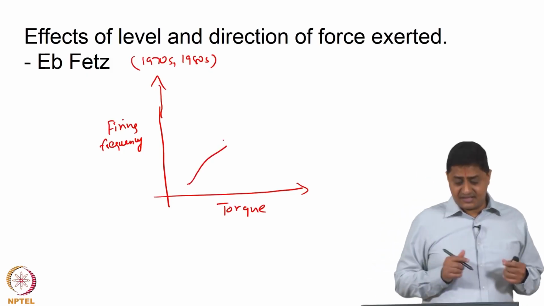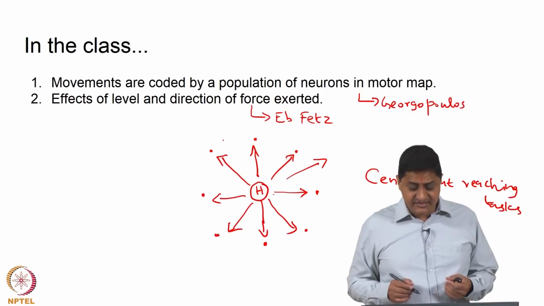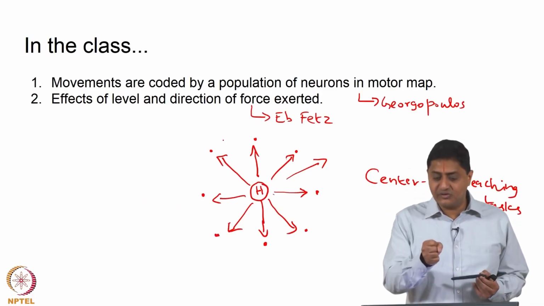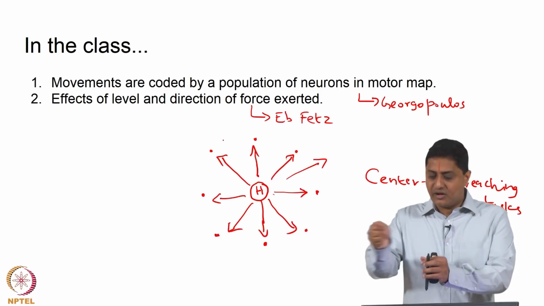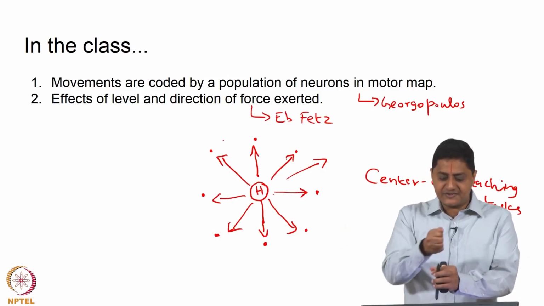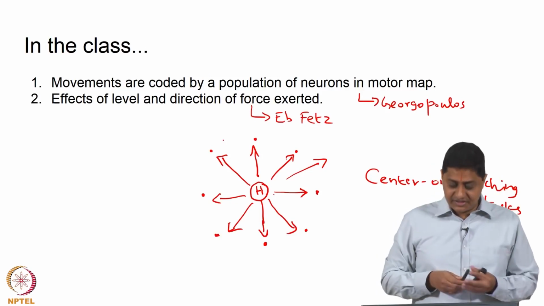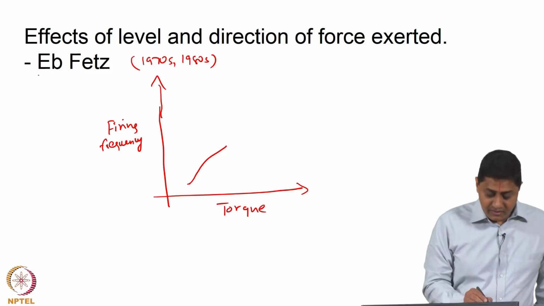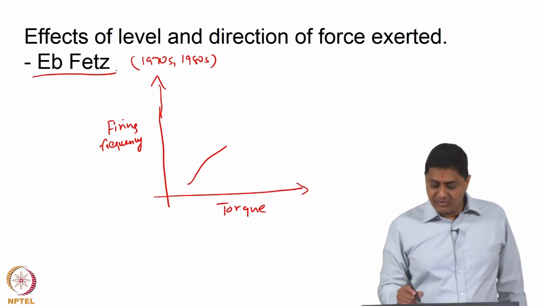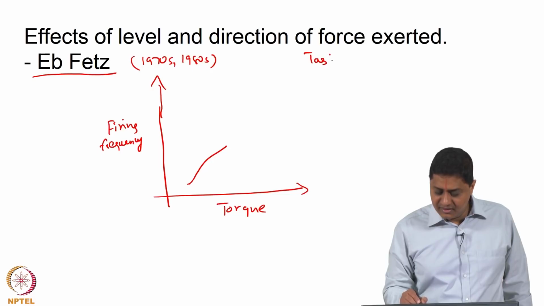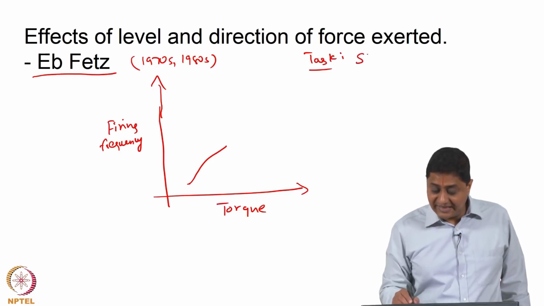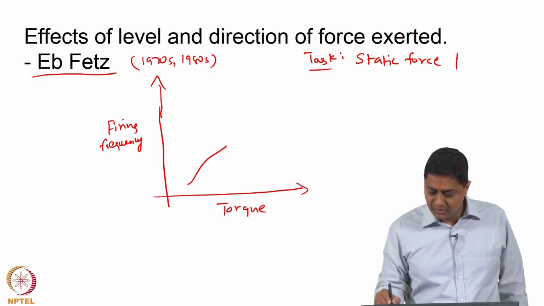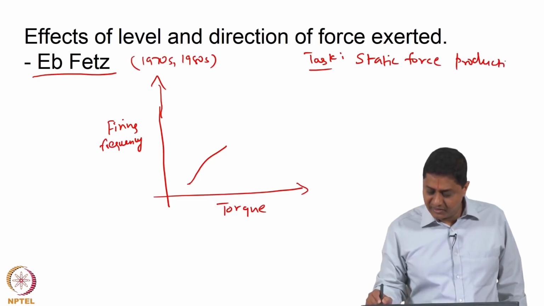By the way, what is this task? In the previous case, in the case of Georgopoulos, it was a center-out reaching task. There is a center here, and you have to reach to different directions. But what did Evarts do? In this case, the task is static force production, or isometric force production.